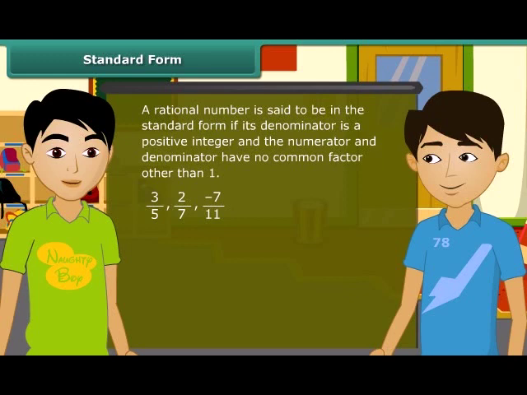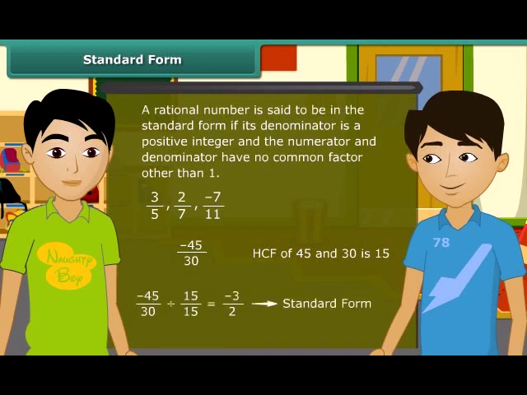And if the numbers are not in the standard form, then it is reduced to a standard form. For example, -45/30 is not in a standard form. We will reduce it by dividing its numerator and denominator by their HCF. Here the HCF of 45 and 30 is 15. Yes, so we will divide the numerator and denominator by 15, and we will get the rational number -3/2, which is in a standard form.